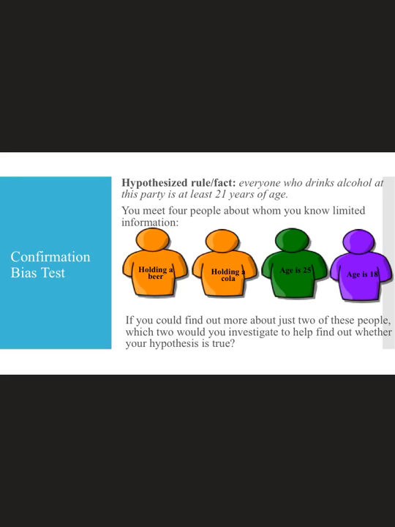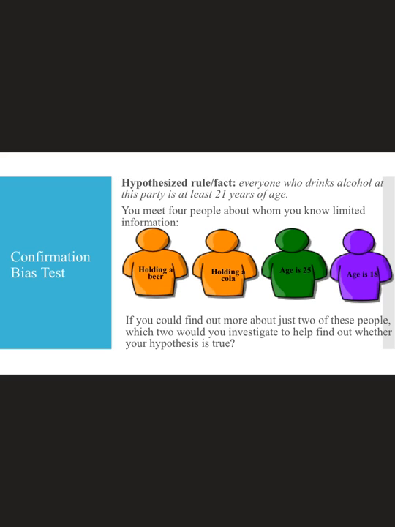The first person's holding a beer, the second person's holding a cola, the third person is 25, and the fourth person is 18. If you could find out more about just 2 of these people, which 2 would you investigate to help find out whether your hypothesis is true? I'll give you a second. Who would you want to ask more information about in this particular example?